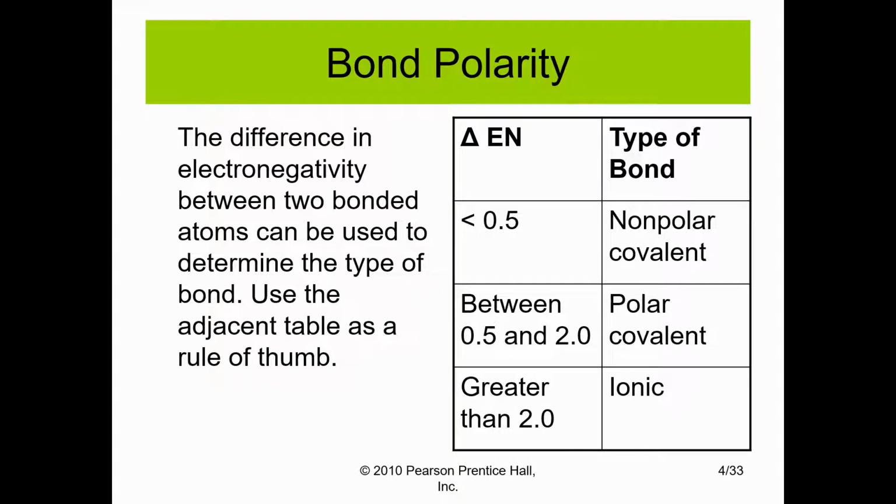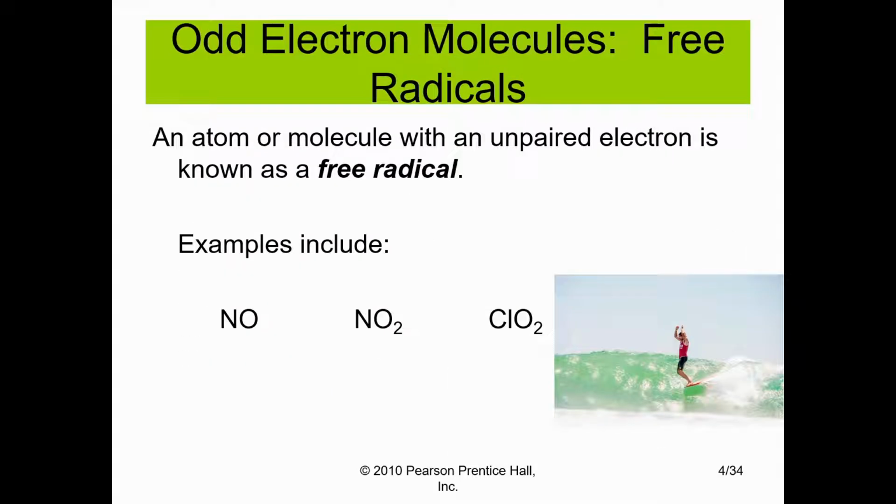As a rule of thumb, any electronegativity difference that's greater than 2.0 leads to an ionic bond. In this case, the more electronegative atom is completely removing the electrons from the less electronegative atom. Up until this point, all of the examples that we've looked at are atoms or elements that are moving two electrons back and forth.